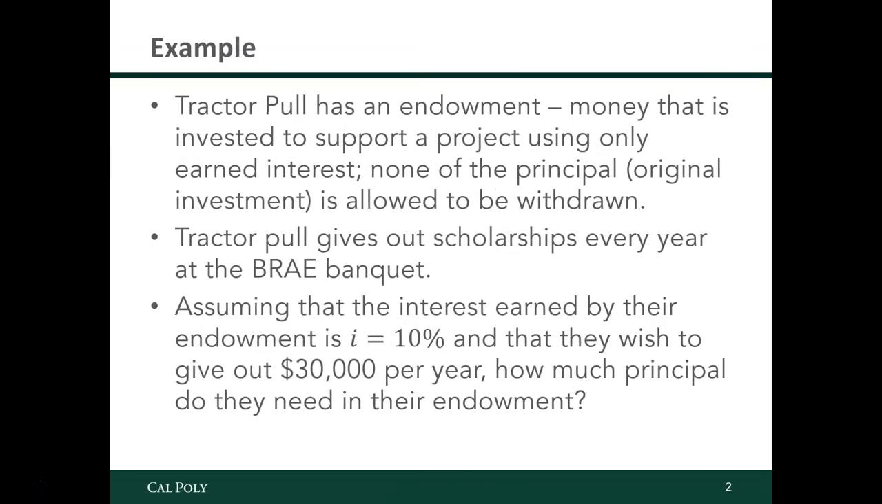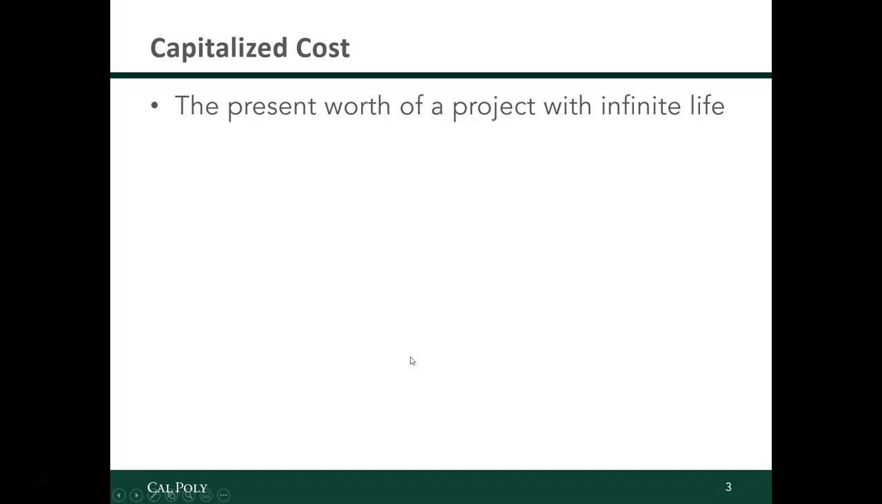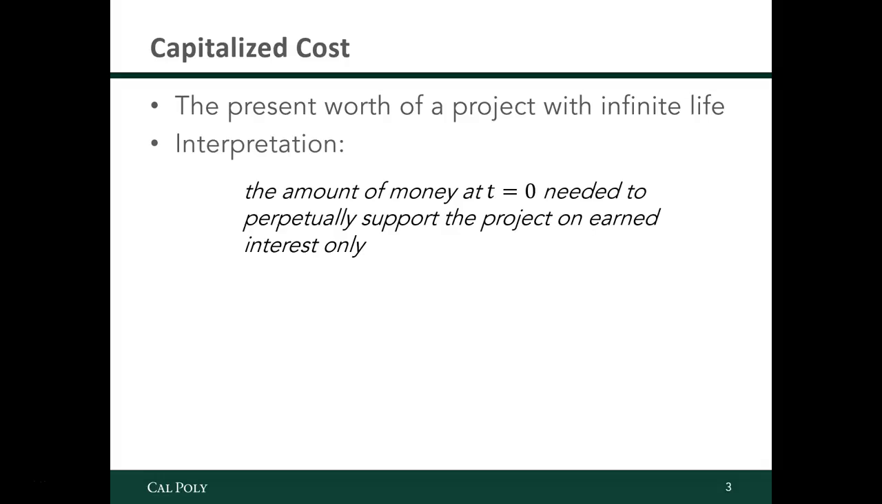All right, so let's talk a little bit about capitalized costs now that we know about those factors. The present worth of a project with infinite life is one way of looking at it, because we just found that we could get a discount factor that converts an annuity forever to a present value. That's the definition of capitalized cost, the present worth of a project with infinite life. And the other side of the coin is that it's the amount of money that you're going to need at an initial time, say in your endowment, to perpetually support the project only on earned interest. These are two sides of the same coin.